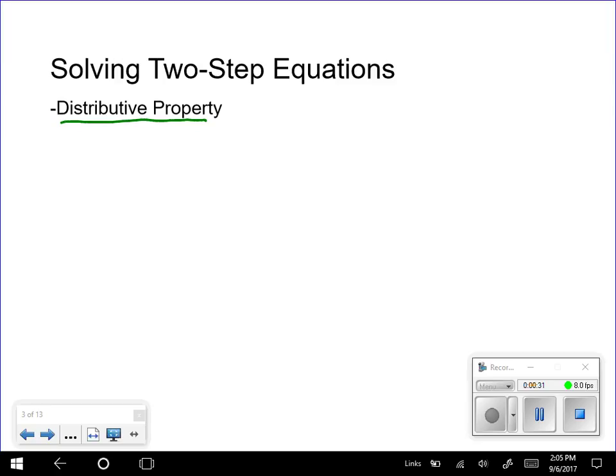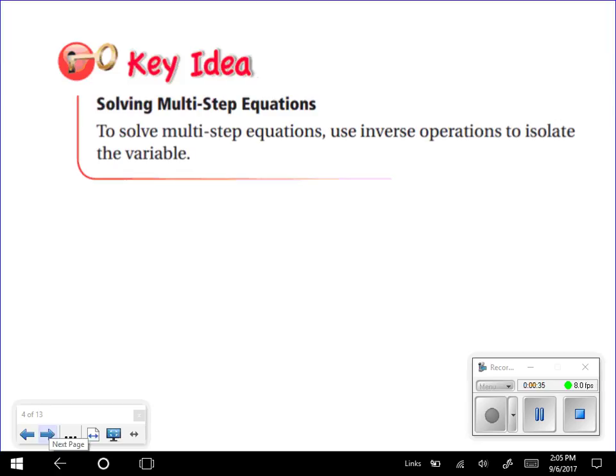So, hopefully you have your notebook out ready to go. We're going to jump right in. We're going to just start with this key idea here. This doesn't have a lot to it. It actually calls it a multi-step because there's going to be more days that we're working with equations that take more than one step, so multi-step. But it says to solve them, we're going to use inverse operations to isolate the variable.